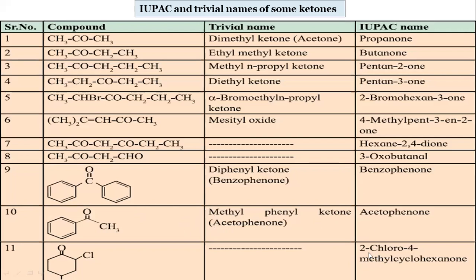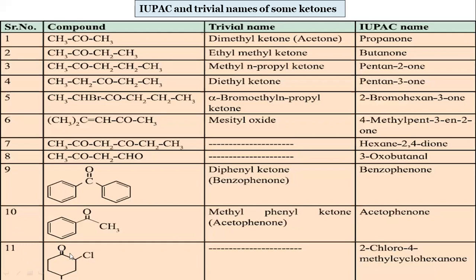This is a 2-chloro-4-methyl. 10 minutes are remaining. Yes, this is a 2-chloro-4-methyl cyclohexanone. See, in example 11, no substituent is attached, only the line is there. So this line indicates a CH3 group is there. Remember, if the line is there, it always means a CH3 group is there. So what is the name? 2-chloro-4-methyl cyclohexanone.